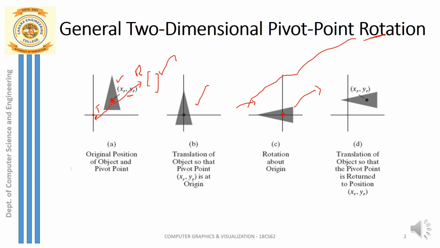How do I get the rotated object back to its original position? I have to again perform translation, but this time in what direction? It is in the forward direction that I am performing translation. So you apply forward translation, so that the point shifts from the origin back to the original position, and what is that? xr comma yr. Now the pivot point is the original arbitrary point, that is xr comma yr, and you can see the object is rotated about this arbitrary point.